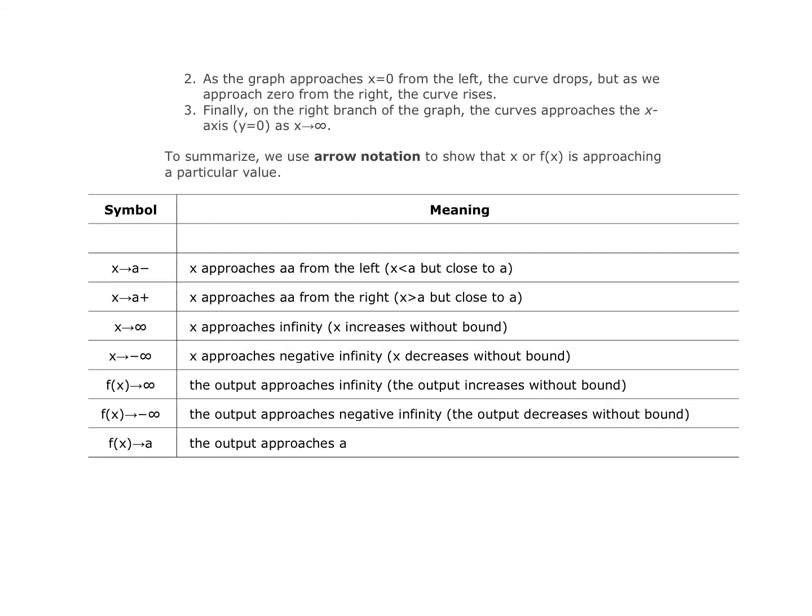To summarize, we use arrow notation to show what is happening as x approaches a particular value, or positive or negative infinity. We show what the function value is approaching. We can also talk about approaching from the right or from the left, as in these examples here. So as we approach a with a negative sign means we're approaching from the left, and a plus means we're approaching a from the right.